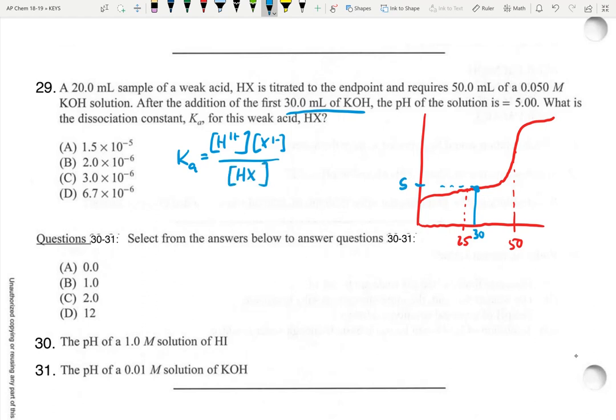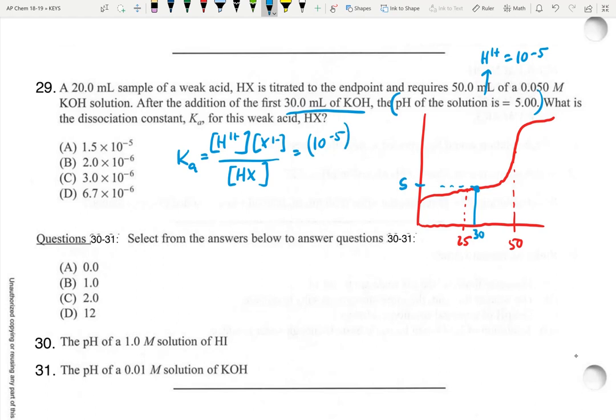Which of these do we know? Well, we know pH 5, the pH of the solution is equal to 5. That means that the hydrogen ion concentration is equal to 10 to the negative 5. So I can fill that in, 10 to the negative 5, or if you're more comfortable, 1 times 10 to the negative 5. Okay.